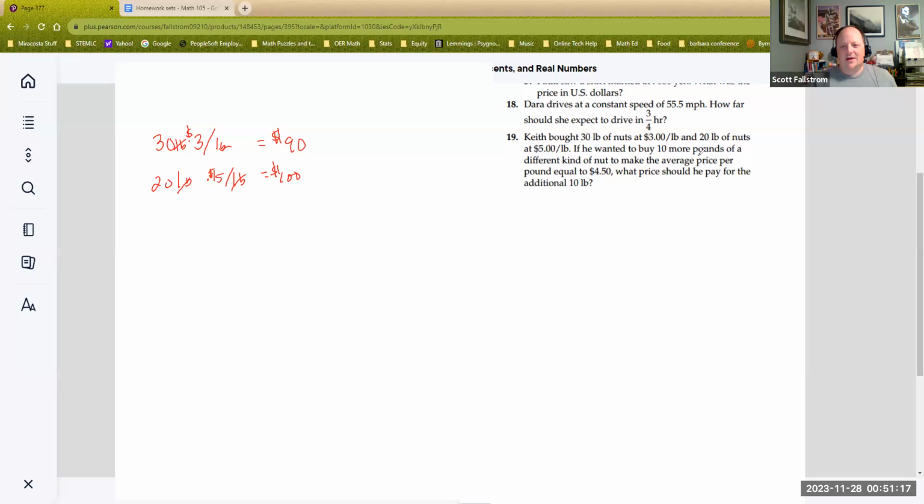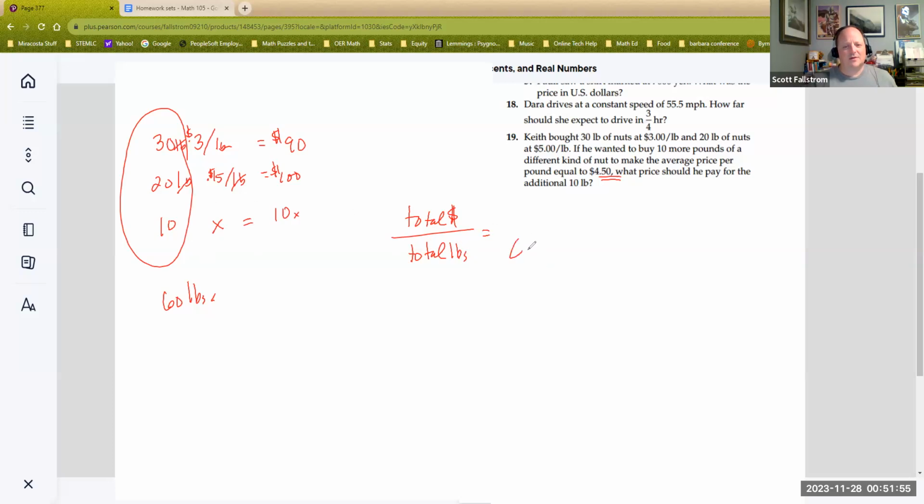So I want the average price. I want to buy 10 more pounds. 10 more pounds times something. I don't know how much I want them to cost. So the end result will just be 10x. And notice over here, total amount of nuts would be 30, 20, and 10, which would be 60 pounds. And I want to make the average price per pound $4.50. So you could kind of say, I have no idea how many I need to buy to make the average $4.50, but the average would be total money over total pounds. And that's how I could find my average.